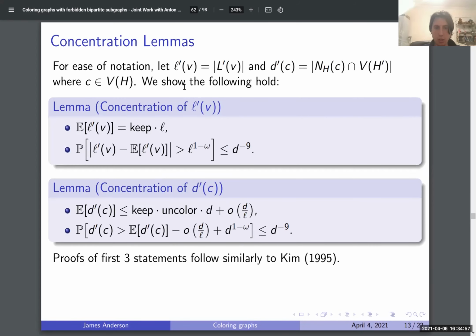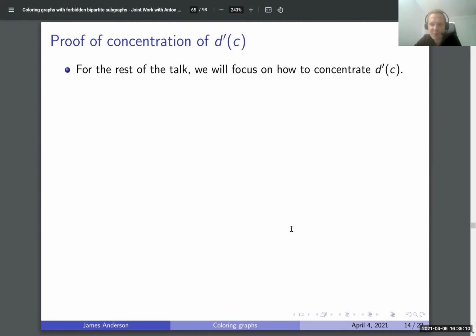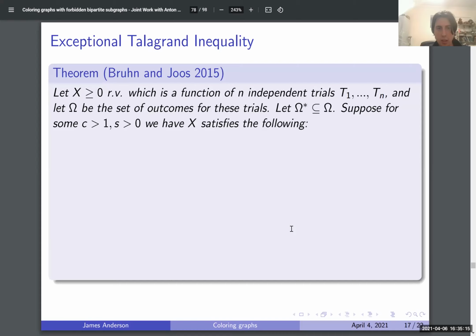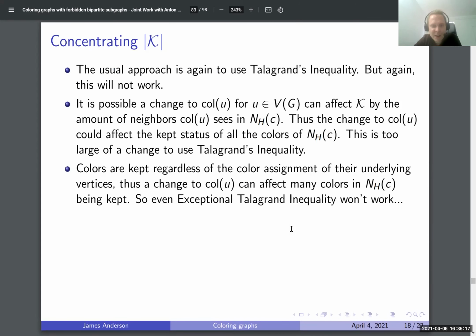For example, you mean this case? So you said one uses this exceptional version, and the first one didn't use anything, right? But the second one, what is the main problem again? Concentrating the size of K. Yeah. So what is the main obstacle here again?